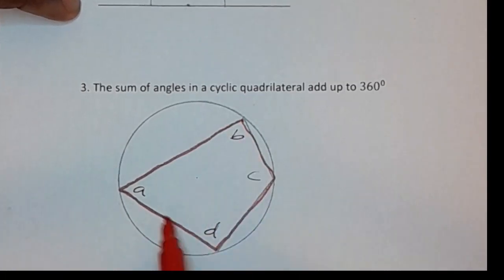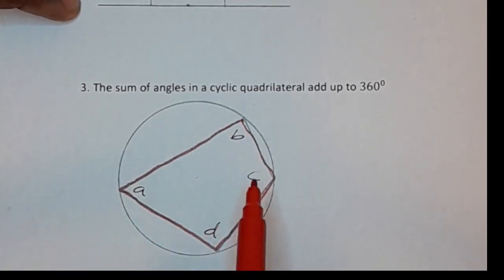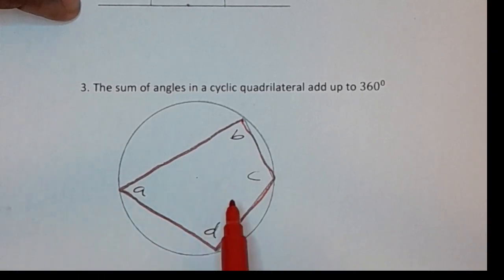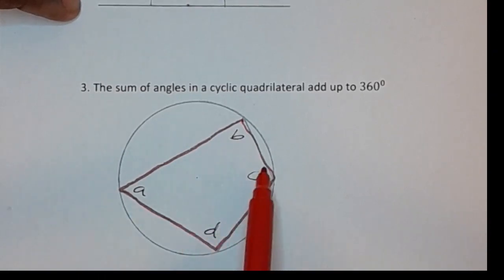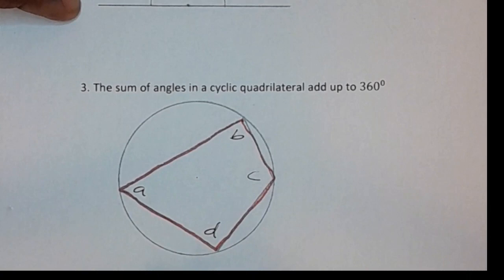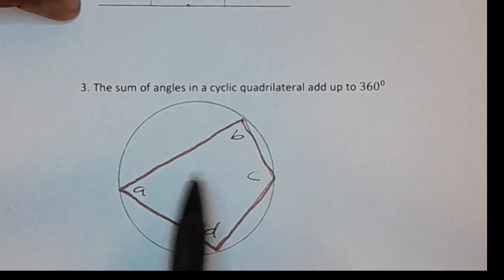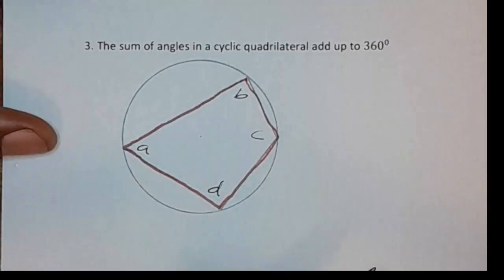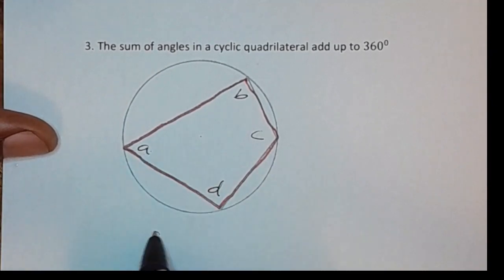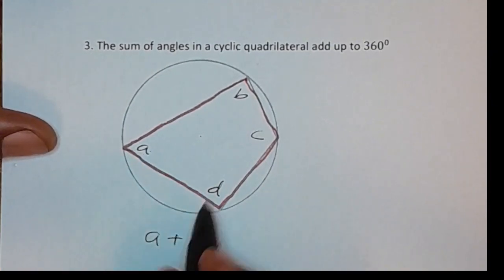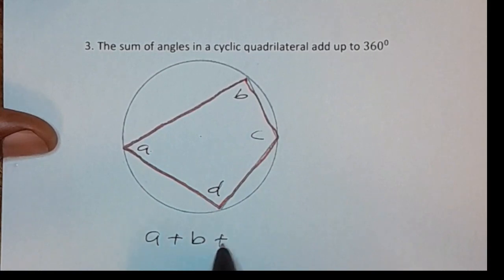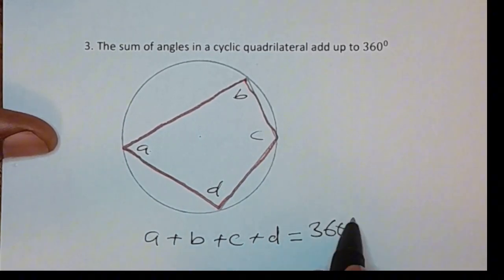If a quadrilateral is inscribed inside the circle, then the sum of all the angles should add up to 360. The sum of angles in the cyclic quadrilateral should add up to 360. So when you add angle A plus angle B plus angle C plus angle D, you should get 360 degrees.